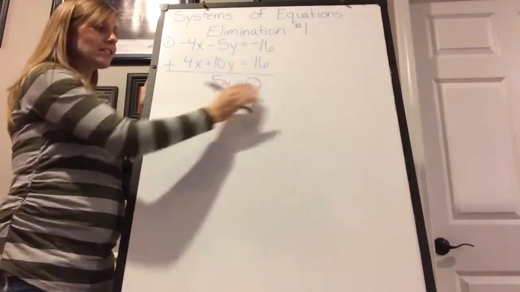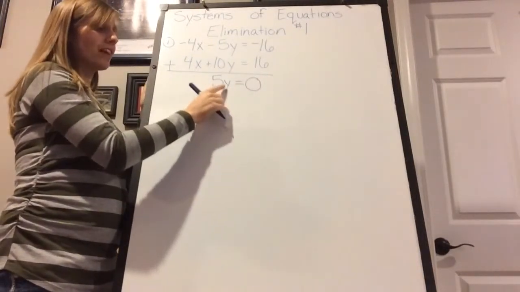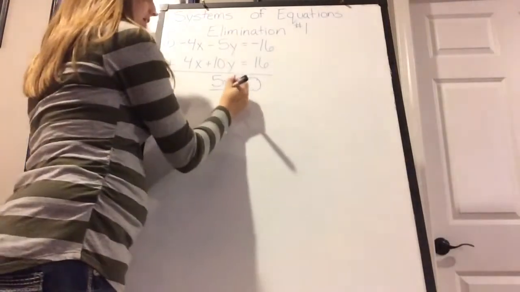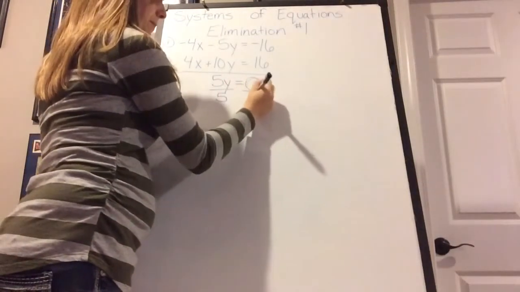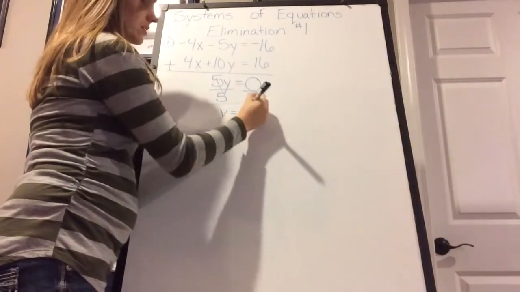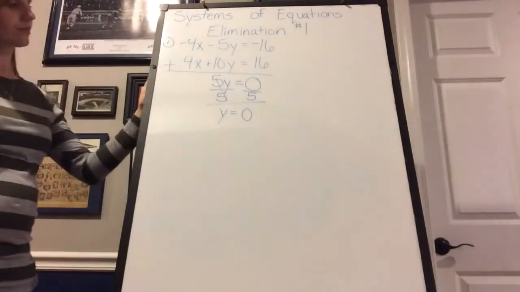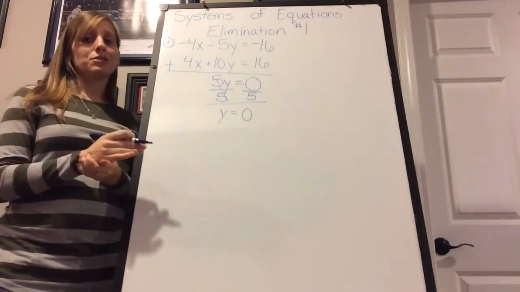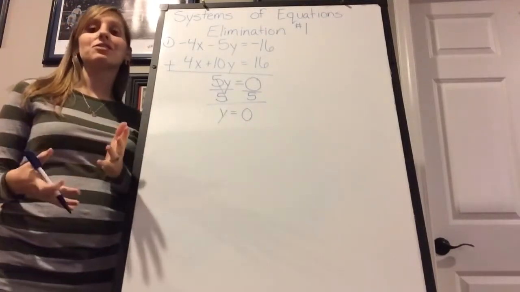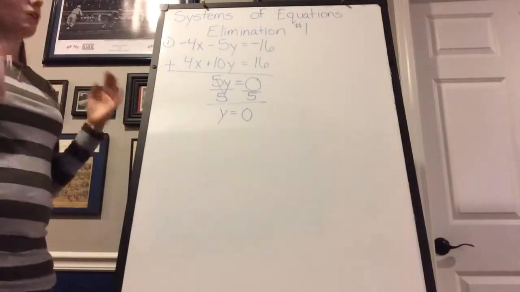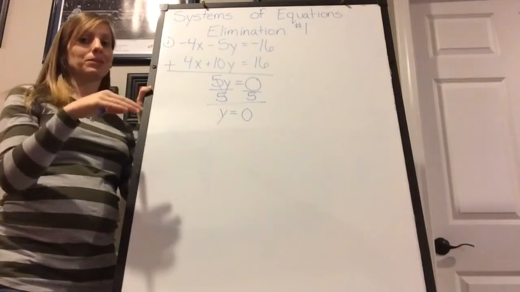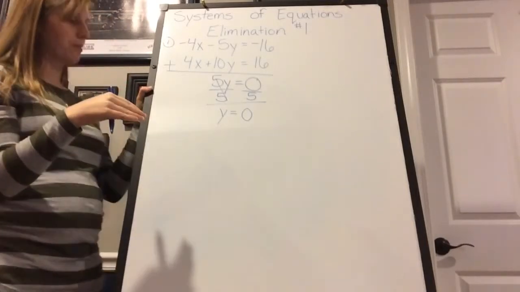And then I just solve this equation for y. This is 5 times y equals 0. So to solve for y, I just divide by 5. And I get y equals 0. Now, just like the substitution problems, this is only half of our answer. I also need an x-coordinate, okay? So we used elimination for this first part, but we are going to go back to a little bit of substitution for the second part.